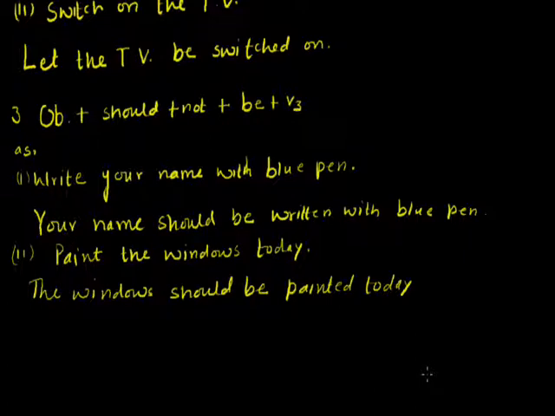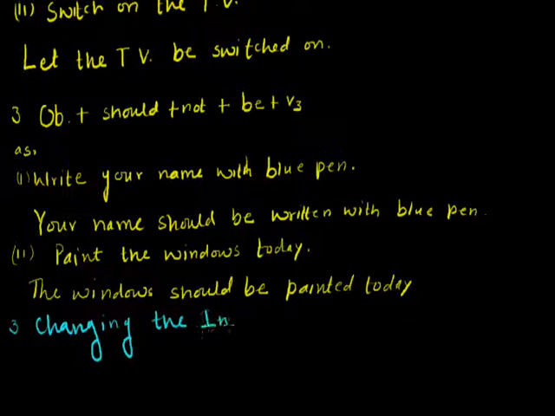Clear? Now we come to the interrogative sentence, and in interrogative we know about two kinds of sentences. The first kind is where we use the WH words to make the questions, and the other is where we use the helping verb in the beginning of the sentence to make the questions. Okay, so now let's discuss how to change the interrogative sentences into the passive voice.